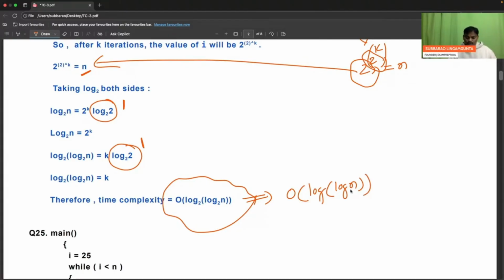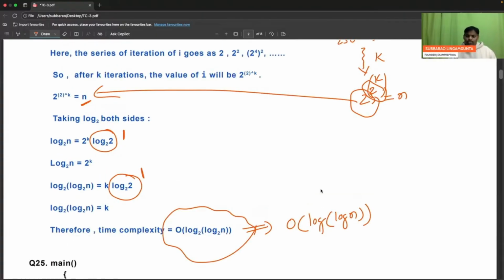And one more thing, everyone observe here. Why are you applying log base 2 the first time? To eliminate this 2, the base. Why are you applying log the second time also? To eliminate one more 2. I applied the second time also with base 2. Inner one is the first one, outer one is the last one.